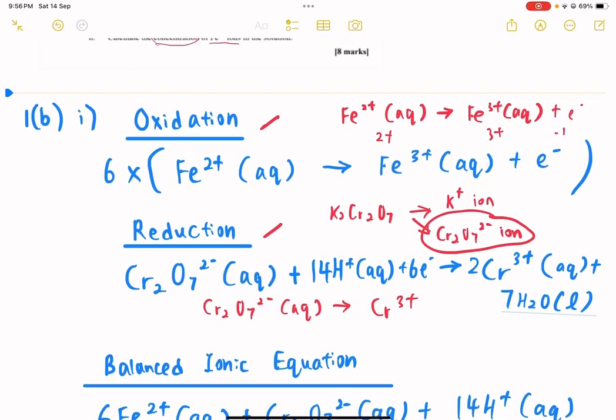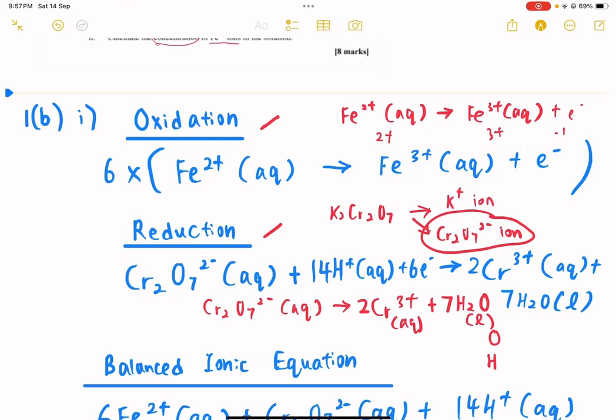So we have to balance it. First we balance the atoms besides O and H. So we first balance the Cr. Here there are 2, right? So here we need to add 2. And then we balance the O. Here there are 7, so here we need to add 7 H2O, but not O. Please remember that. This one also needs aqueous, and this one is liquid.